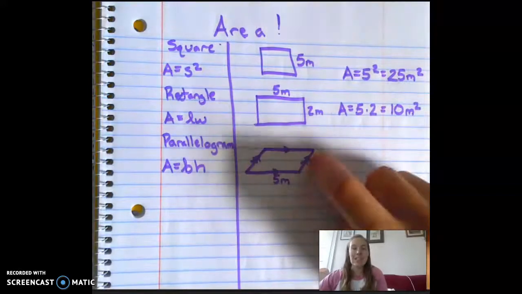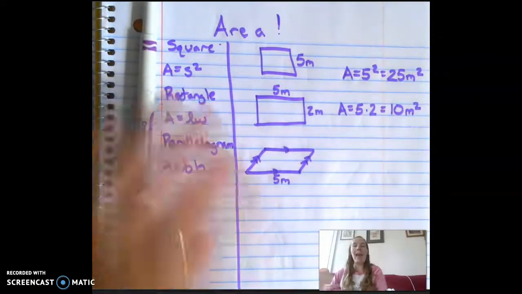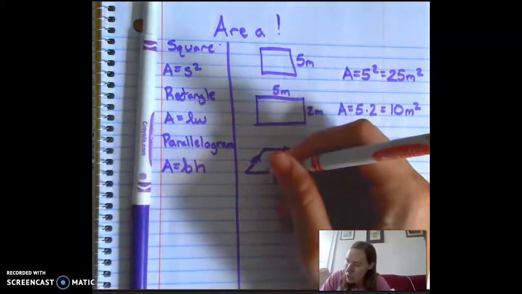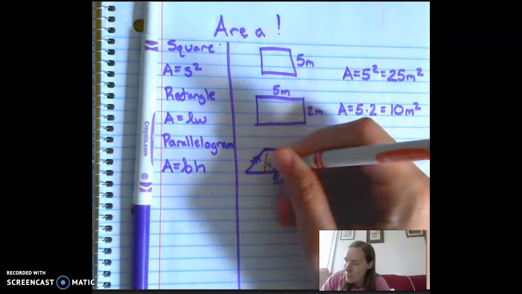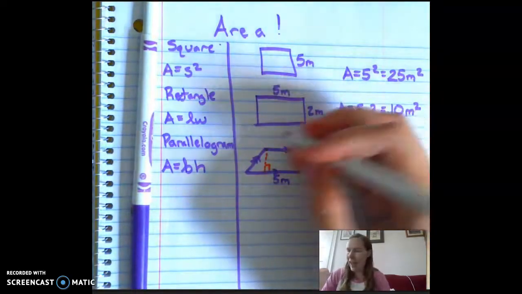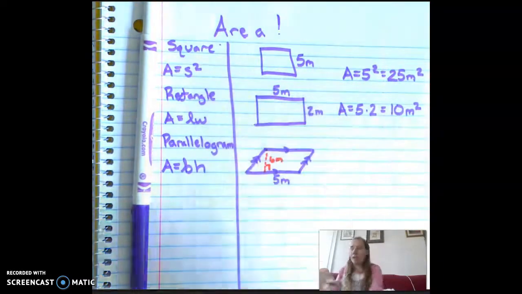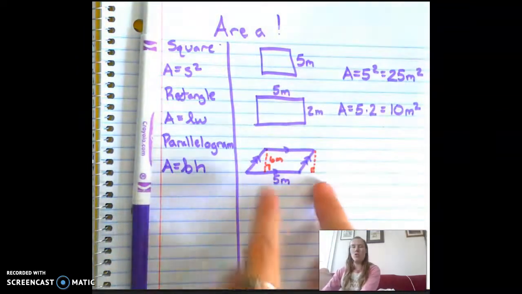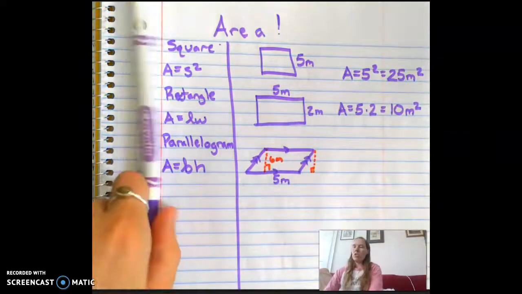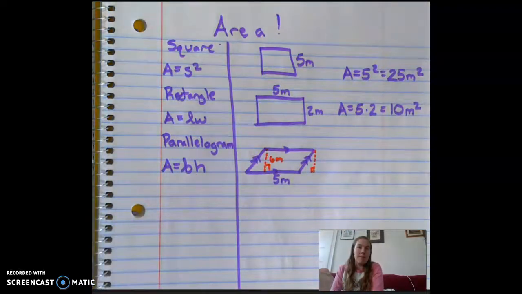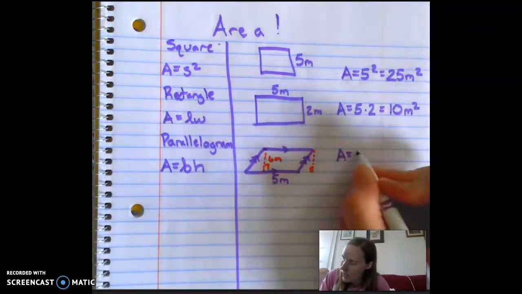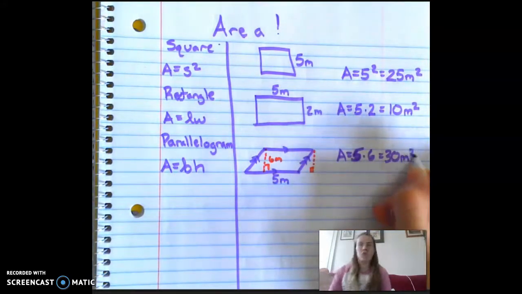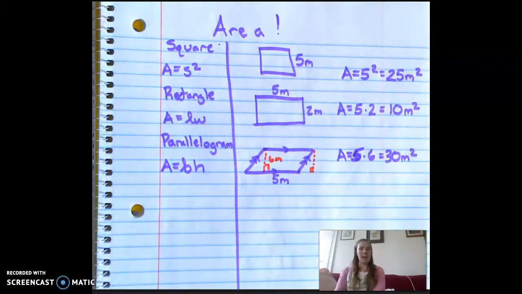Our height, this is not our height. Our height has to be at a right angle from the ground or the base up. So if we make a right angle to the top, say this was like 6, you can either get it if it shows you this way, or sometimes it shows you this way. So these are the two places you can find that height. So we have the base, we have the height. What's the area? Area is 5 times 6, which is 30 meters squared. So a parallelogram's not that bad either.